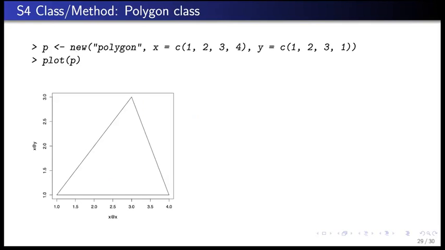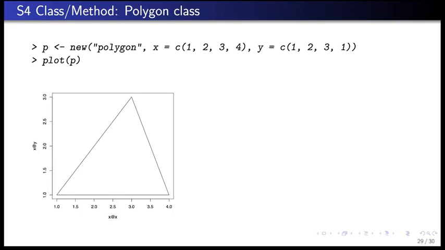Here, very quickly, I'm creating a new polygon with the new function. For the new function, I give it the name of the class, which is polygon, and then I fill in the slots. For x, I say 1, 2, 3, 4. Those are the x coordinates. And for y, I say 1, 2, 3, 1. Those are the y coordinates. So that's my polygon, and I'm going to save it to an object called p.